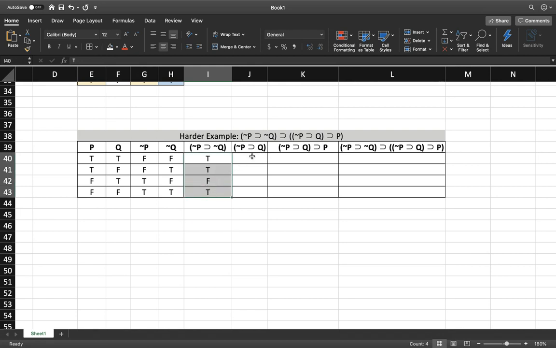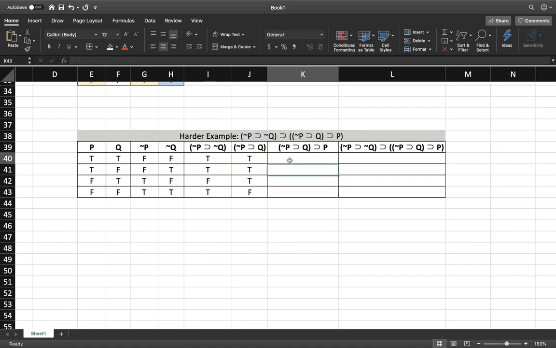Okay, next one is if not P, then Q. Okay, so again, same idea. Let's look at the not P column. Let's look at Q. And we say, when is not P true, these two, when is Q false, this one. So this row here is the only time this sentence is false. That's the only time where the antecedent is true and the consequent is false. The rest are true.